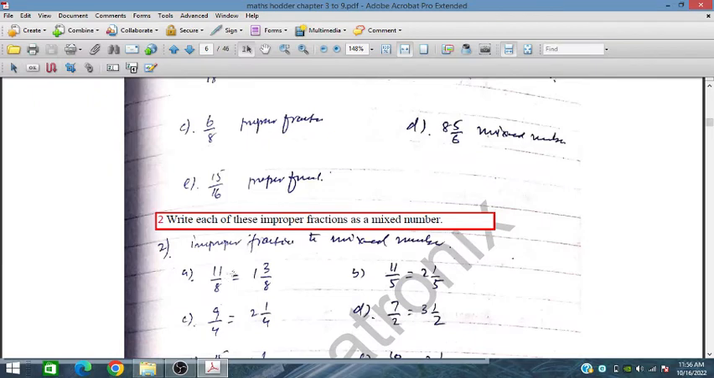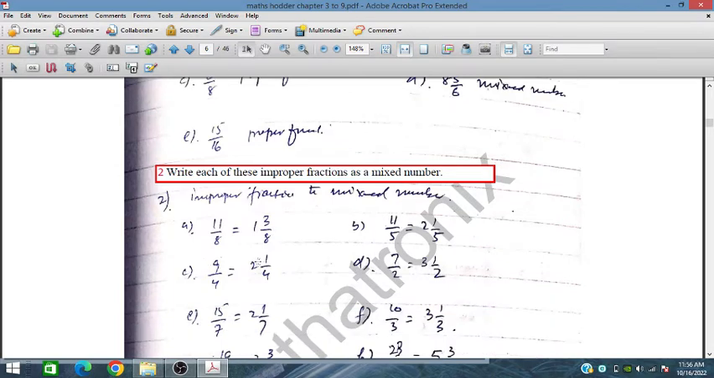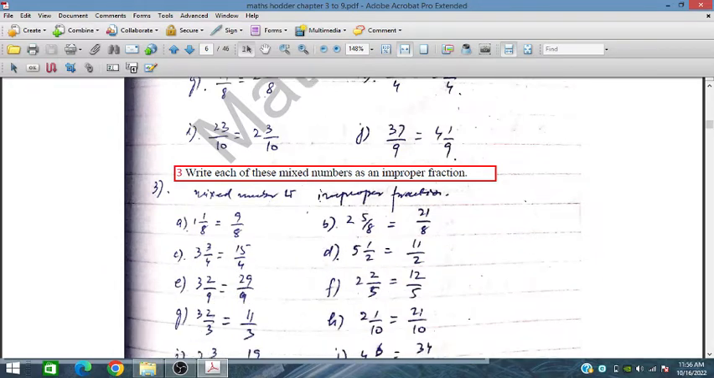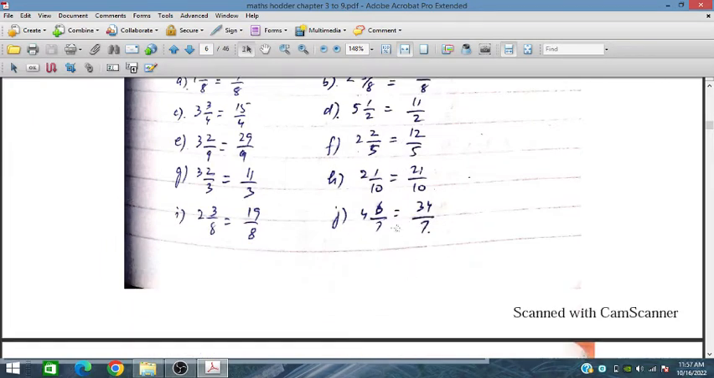So this is improper to mixed, improper to mixed, and similarly this one. Now question number 3, mixed numbers to improper fractions. Which of these mixed numbers is an improper fraction? So from this to this, we are reversing it from mixed numbers to improper fractions. So this is easy.